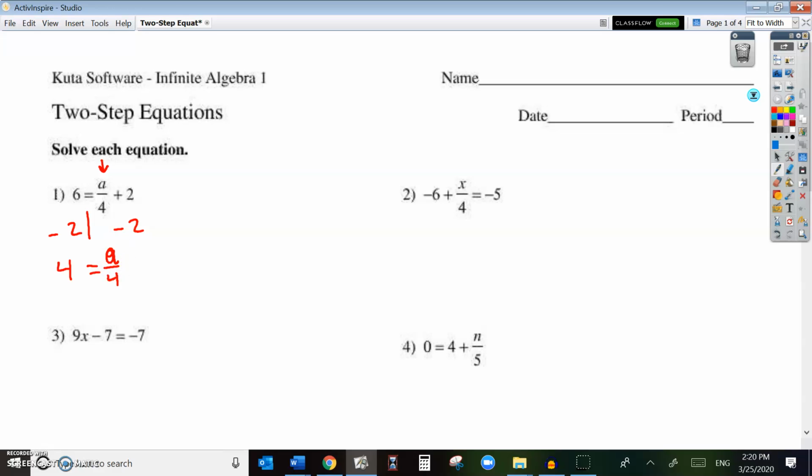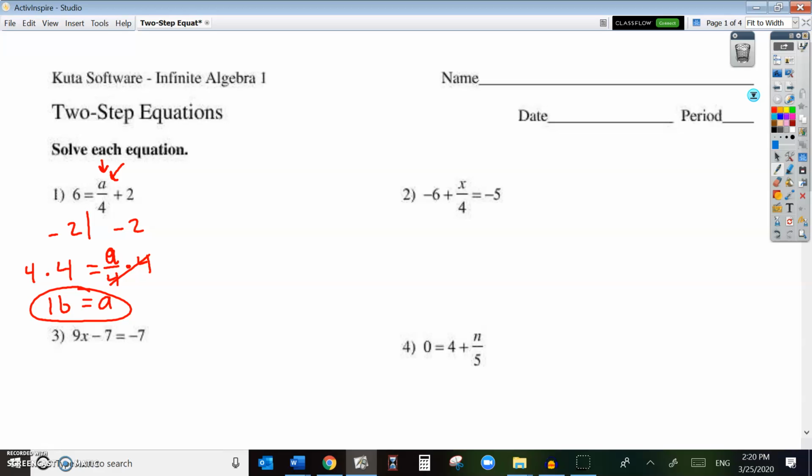Now this is a divided by 4. What's the opposite of divide by 4? Multiply by 4. Do that on both sides. These 4's cancel and a equals 16. Now put it in the original and see if it makes sense. 16 divided by 4 is 4, plus 2 is 6. Yes, it does.